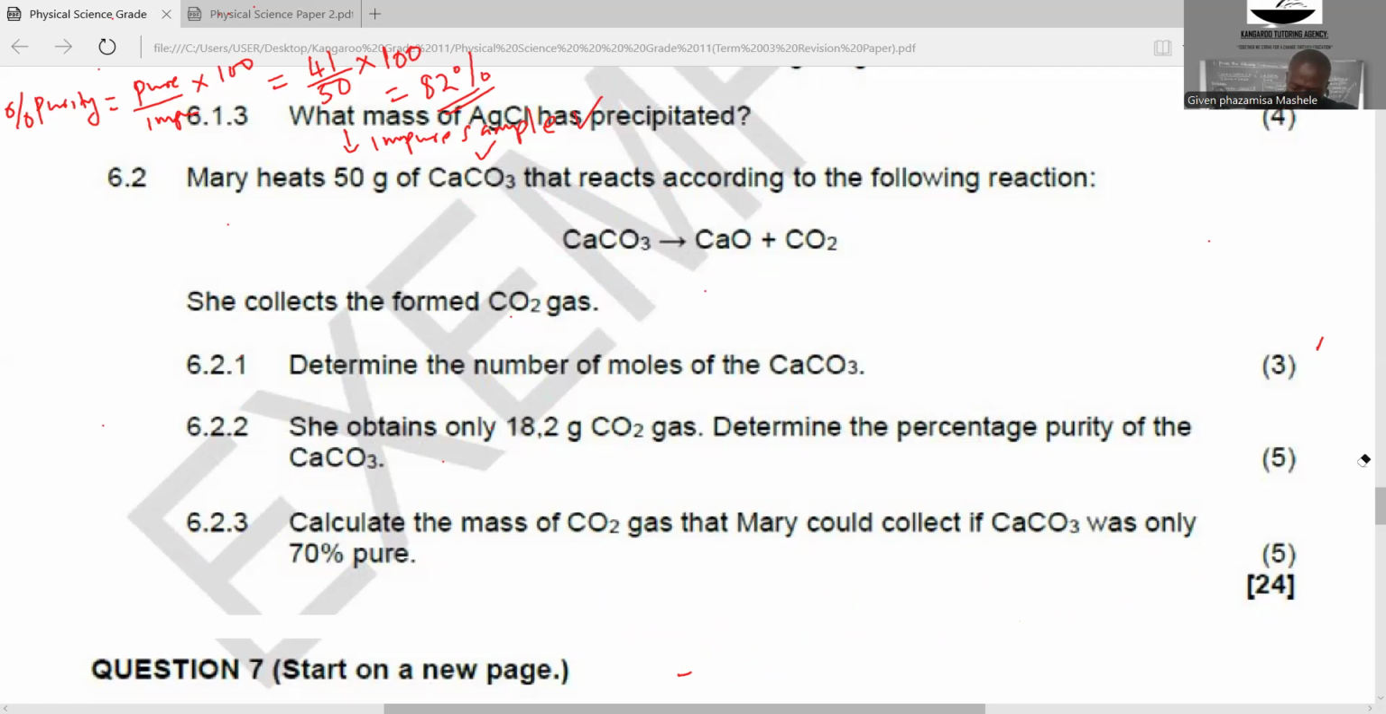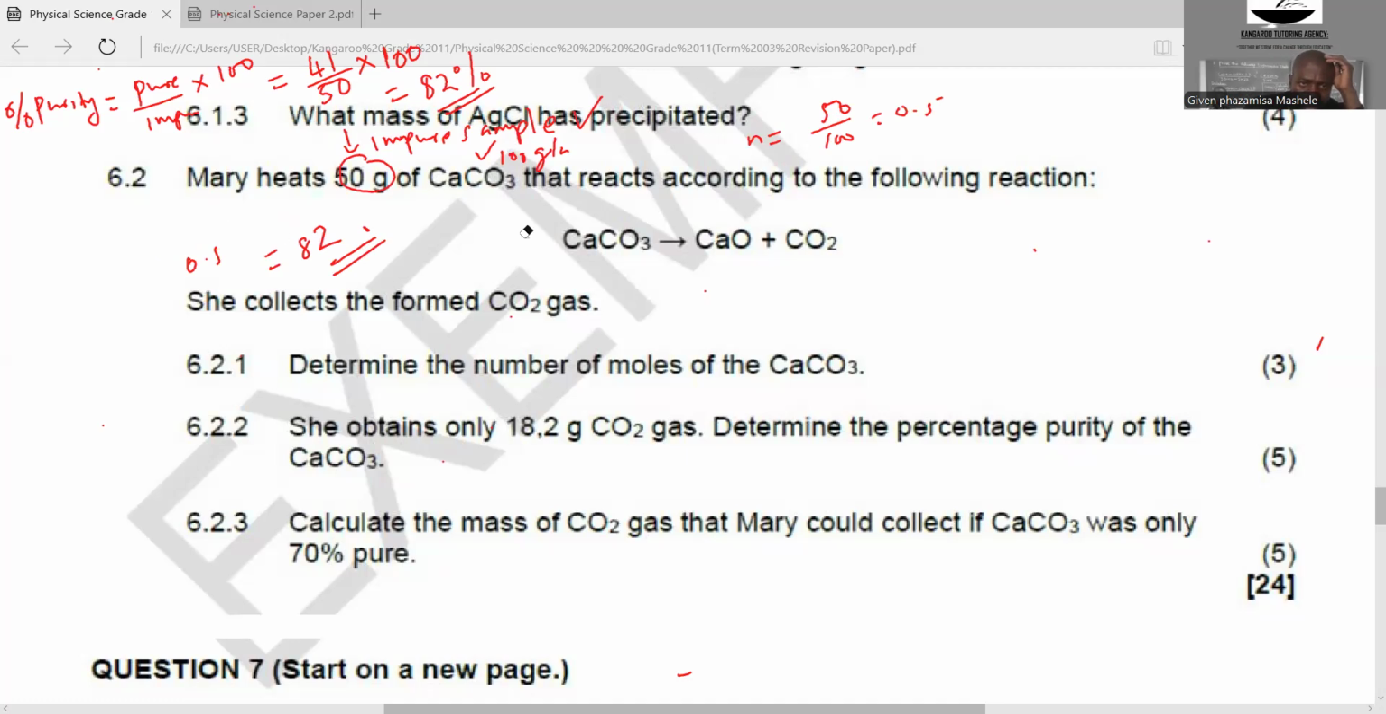Okay, let me check something. 50 divided by 100 is 0.5. Another way, if we do not want to use mass to calculate the percentage purity, we can convert this to number of mole, since we know this has a molar mass of 100. So the number of mole is 50 over 100, which we have already calculated as 0.5. So from that mole of 0.41, we divide by 0.5, then we multiply by 100. It was still going to give us 82%. So we can still use the number of mole instead of mass.